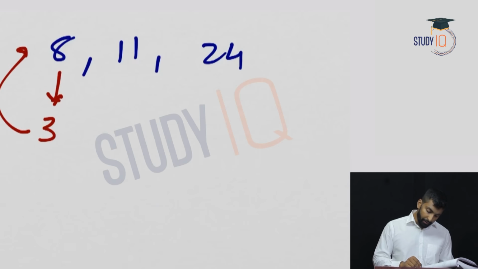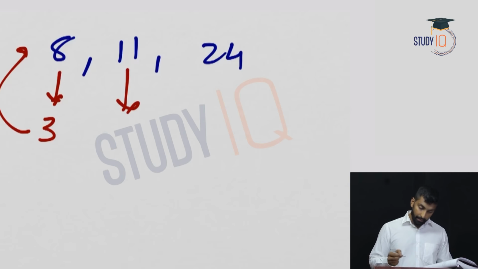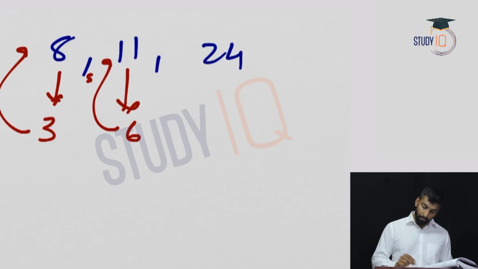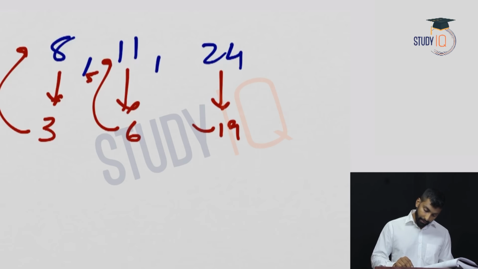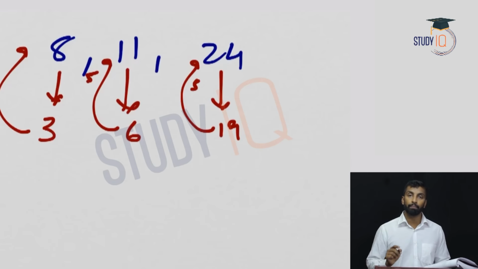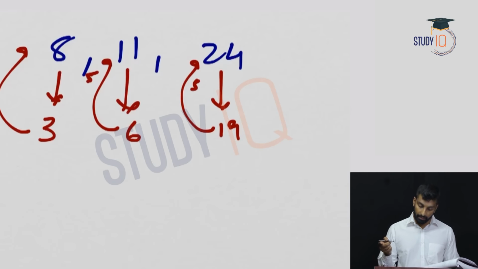What does this mean? When you divide by 8, what is the present remainder? 3. That's when you increase by 5 it is completely divisible, right? That is the difference. Now for 11, what is the remainder? The remainder is 6. That's when you increase by 5 it is completely divisible. Now when you divide by 24, what is the remainder? The remainder is nothing but 19. That's when you increase by 5 it leaves the remainder 0. That means completely divisible, right?